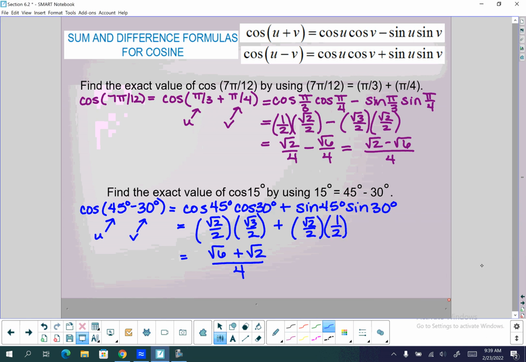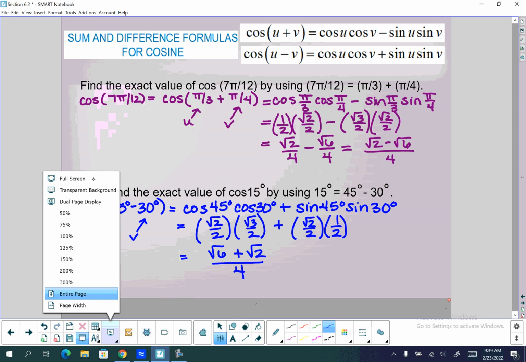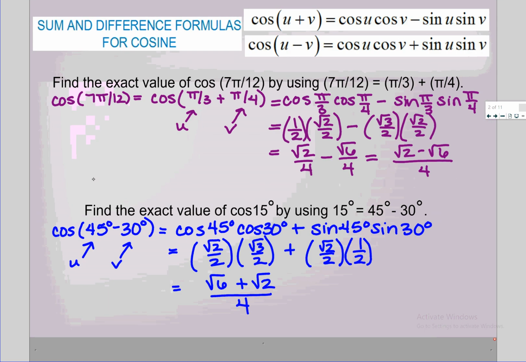Okay, let's see how you did. Rad 6 plus rad 2 over 4 should be your correct answer. Or you can switch those if you have rad 2 plus rad 6. We know that means the same thing. Any questions on that? Okay, so those are the cosine identities.